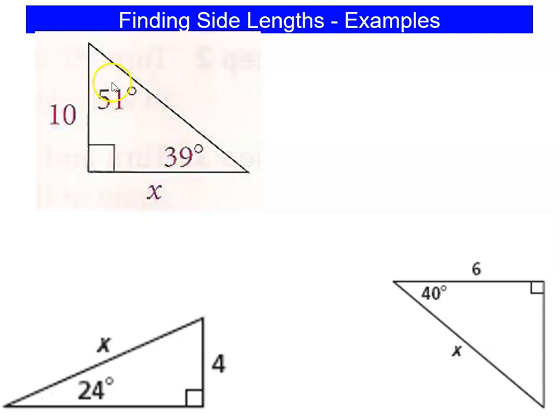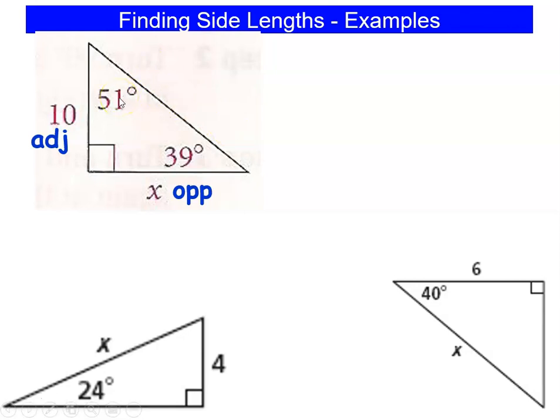So the first angle I'm going to use here to show you there are many different ways to solve this. We're going to use the 51-degree angle. I'm going to lock it in. The side I need, x, is opposite 51 degrees. And the only side that I do have is adjacent to 51 degrees. So I'm going to use tangent, TOA, opposite over adjacent. We do not have the hypotenuse, so tan is the only trig function we can use.